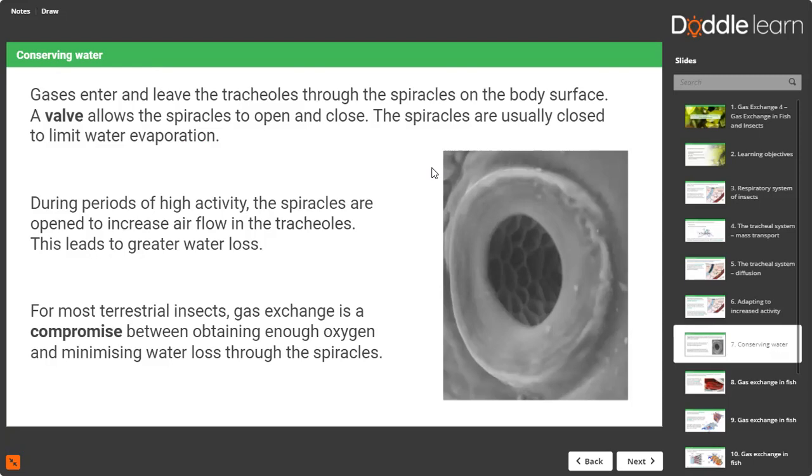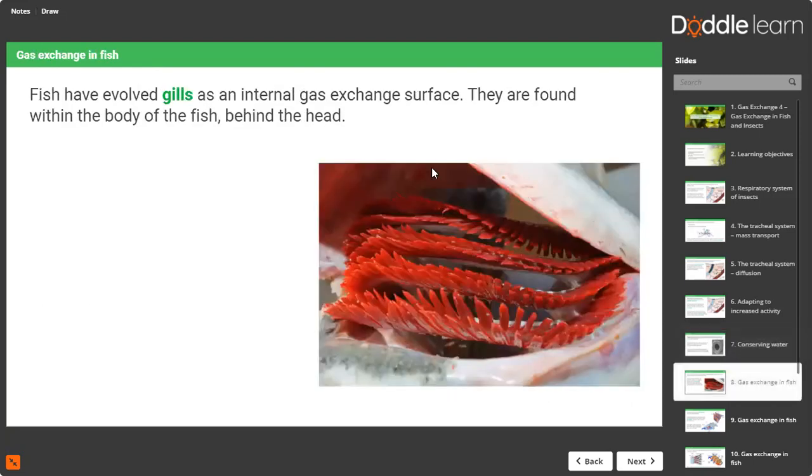So again, it's that play off. What do I need more of? Do I need more oxygen? Do I need to keep this water? I don't want to keep my spiracles open all the time because I'm going to dehydrate. However, if I keep them closed all the time, I'm not going to be able to take in any oxygen. I'm not going to be able to breathe.